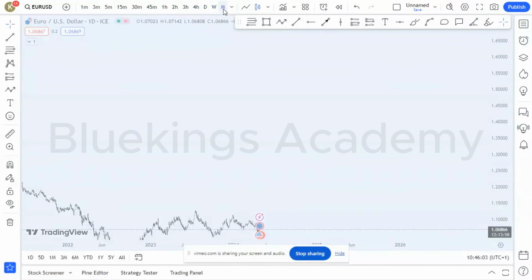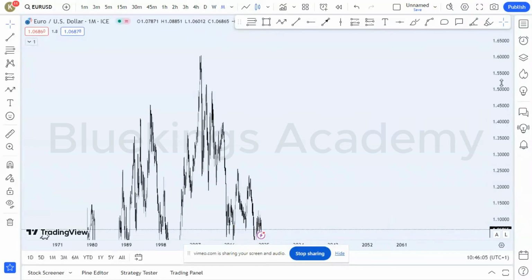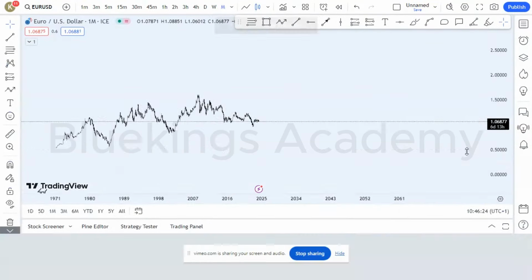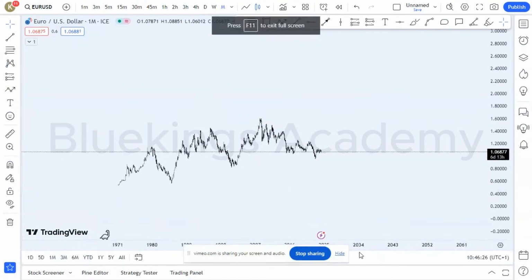Now, first things first, first rule: to get your market structure correctly, you must start from a monthly chart. Okay, if you don't start from a monthly chart, you most likely get it wrong across all time frames. So that's the number one rule. You must start from a monthly chart. So now this is a monthly chart on Euro USD.